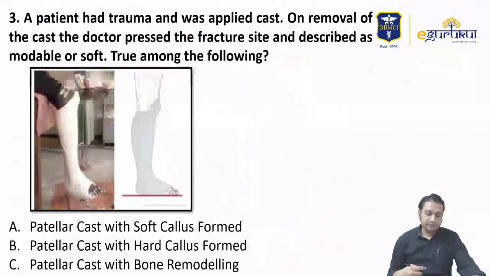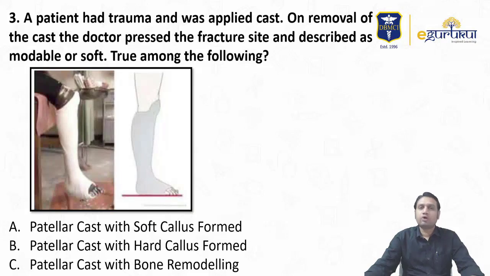Now next one, a patient had trauma and was applied a cast. Okay, on removal of the cast, the doctor pressed the fracture site and described it as moldable or soft. That means minimally tender. True among the following is, this is patellar cast with soft callus form. This is patellar cast with hard callus form. This is with bone remodeling and with hematoma. Basically, by means of this question, the examiner is trying to ask you the stage of the fracture healing.